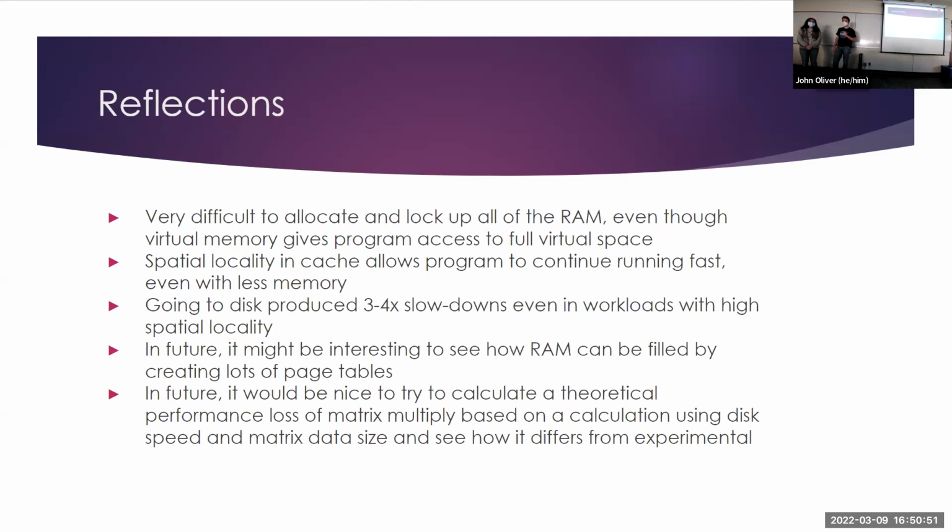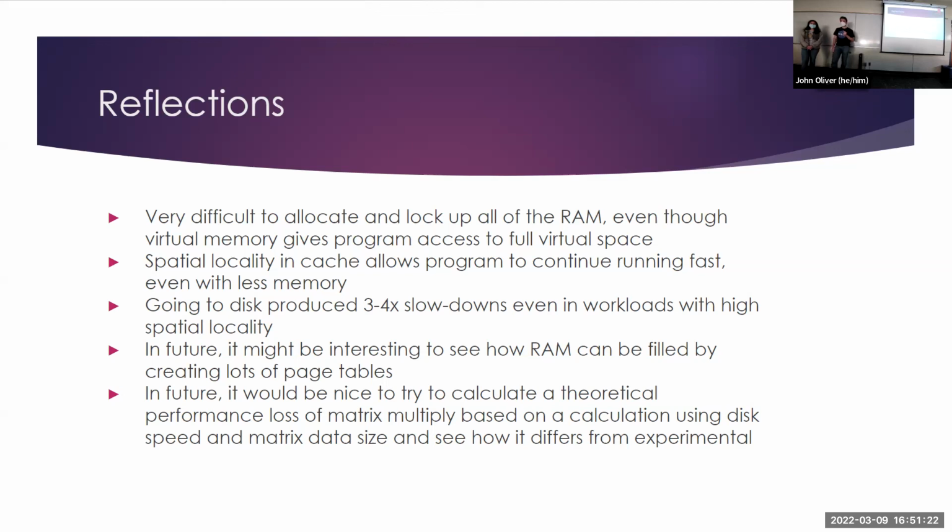And then overall, if we were trying to do this again and reformatting our experiment, we would probably use a different workload, as matrix multiply has a lot of spatial locality, which means that the cache can kind of overcome the lack of memory and keep it at a fairly consistent timing up until the very end of the memory allocation.